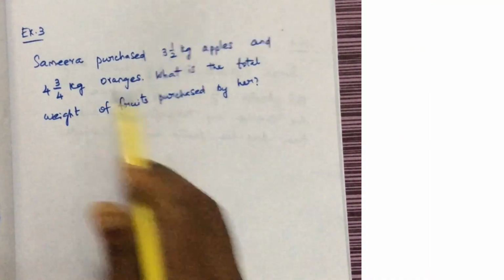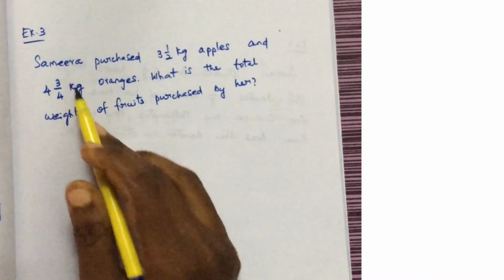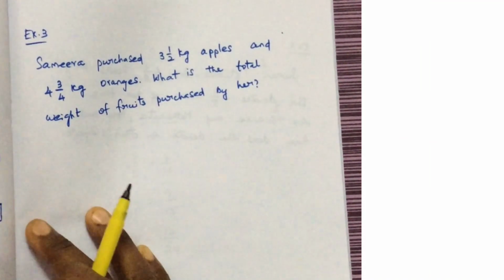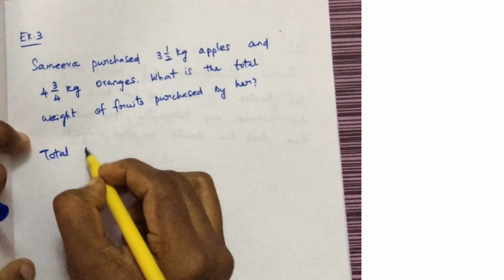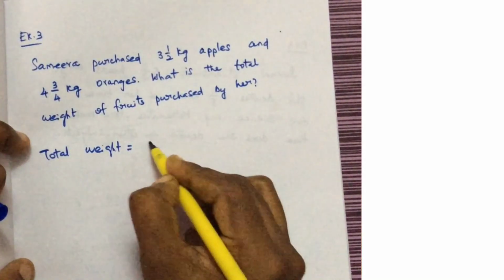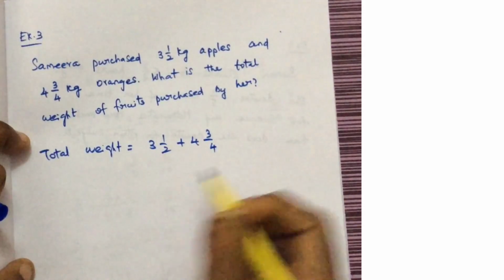Next problem. Samira purchased 3 1/2 kg apples and 4 3/4 kg oranges. What is the total weight of the fruit purchased? So, total weight, what is the total weight? You just have to add 3 1/2 plus 4 3/4.